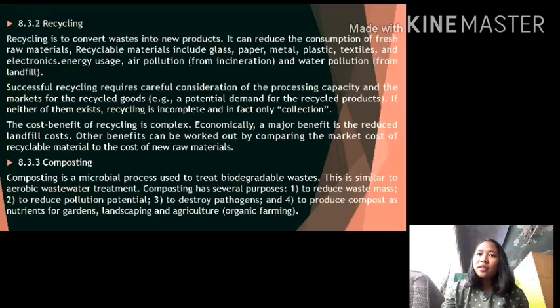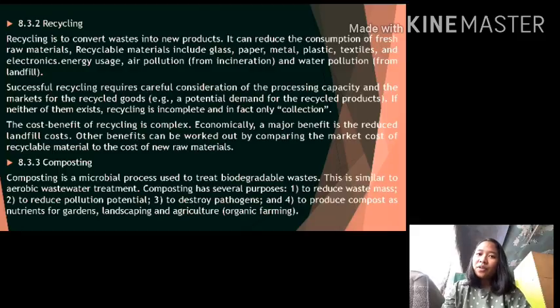Successful recycling requires careful consideration of the processing capacity of the markets for the recycled goods, i.e., a potential demand for the recycled products. If neither of them exists, recycling is incomplete and in fact only collection. The cost benefit of recycling is complex. Economically, a major benefit is the reduced landfill cost. Other benefits can be worked out by comparing the market cost of recyclable material to the cost of new raw materials.